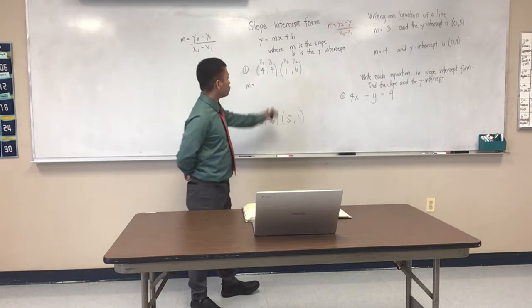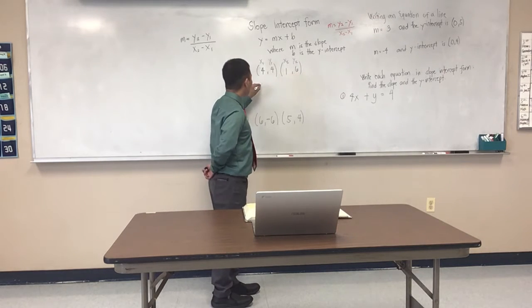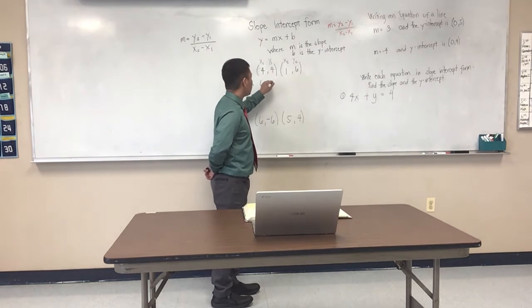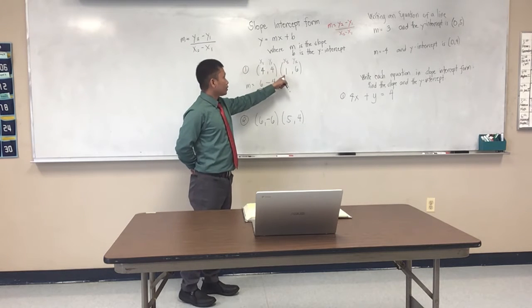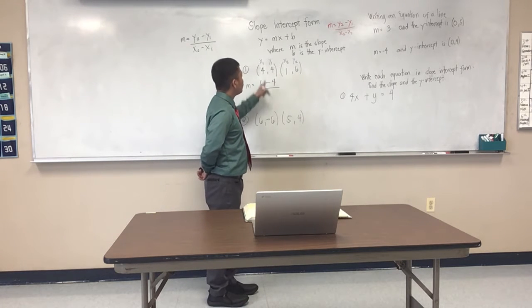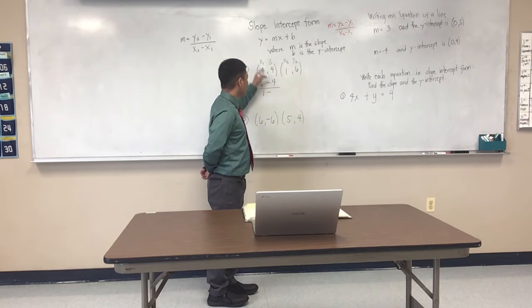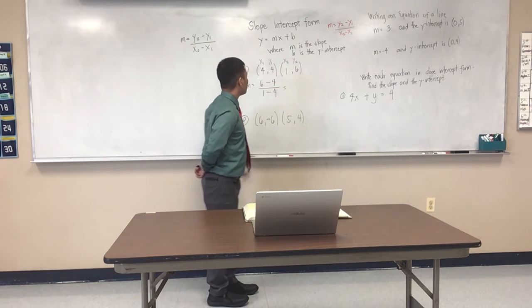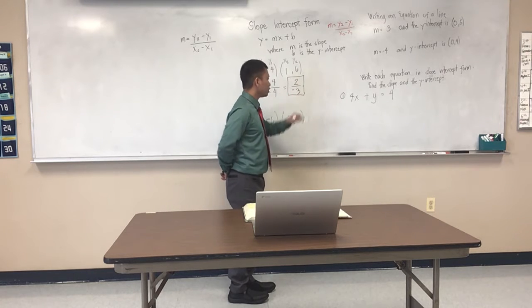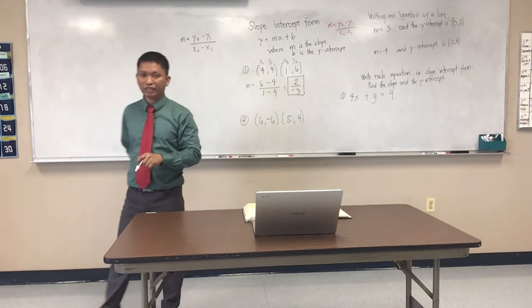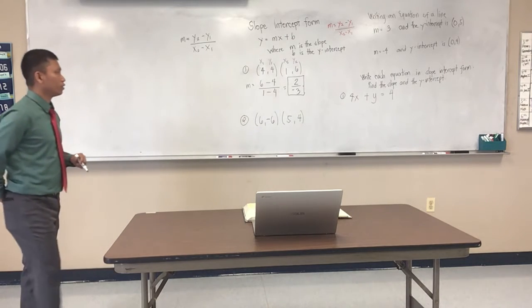By substitution, y sub 2 is 6 minus y sub 1, which is 4, divided by x sub 2, we have 1, minus x sub 1, we have 4. So therefore, 6 minus 4, this is 2. And 1 minus 4 is negative 3. So therefore, our slope here is negative 2 over 3. Okay?